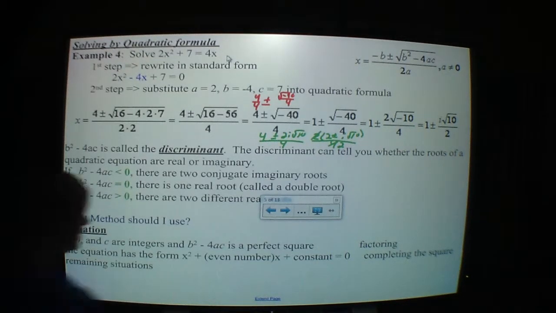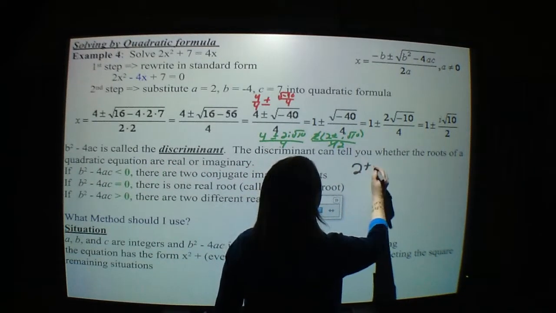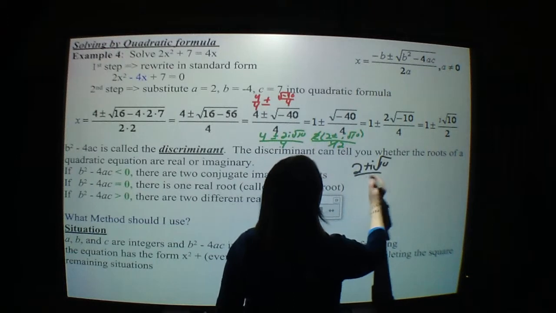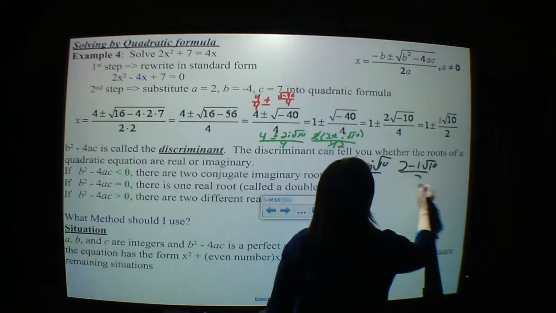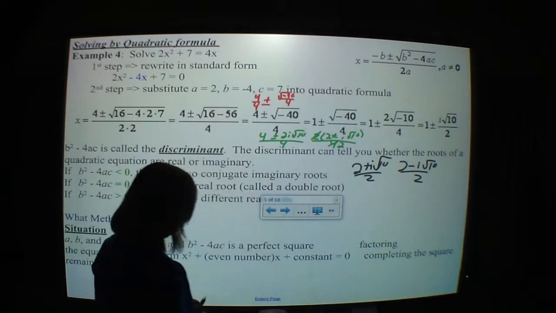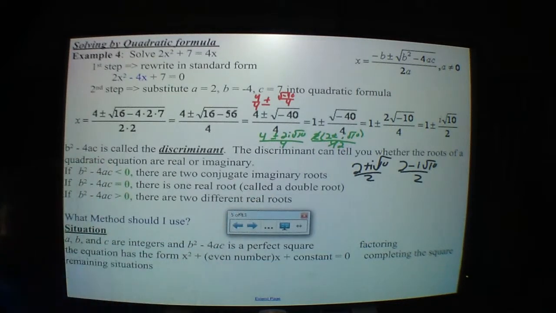And what it means, I hope you know what a conjugate is, because you have 2 plus i radical 10 over 2 and 2 minus i radical 10 over 2. These are conjugates, the plus, the minus. If what's under the square root, that discriminant, is equal to 0, there's only one root, and it's called a double root. If it's a positive number under the radical, there are two different real roots.